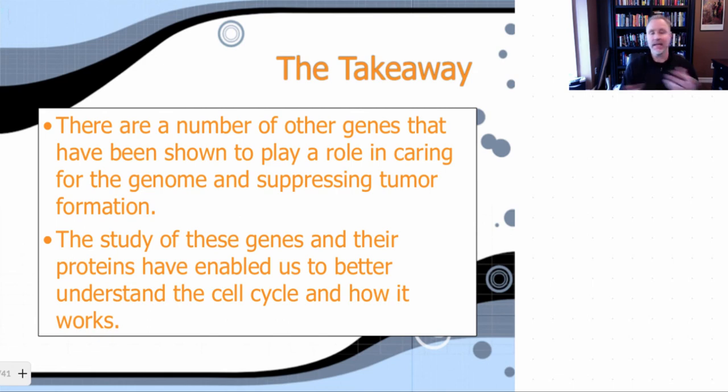And if you have any kind of error that's occurring in any of these types of genes, it can lead to the formation of a tumor or cancer or something like that. And studying these genes and their proteins has better enabled people to really understand how the cell cycle works and really how to treat various ailments, cancers, tumors, etc. when they arise by knowing what's going on in these different types of pathways that occur.